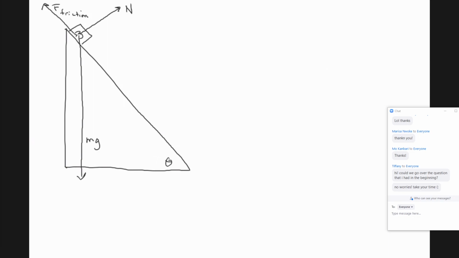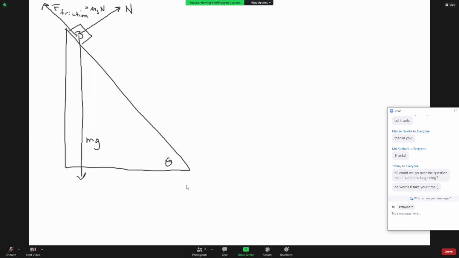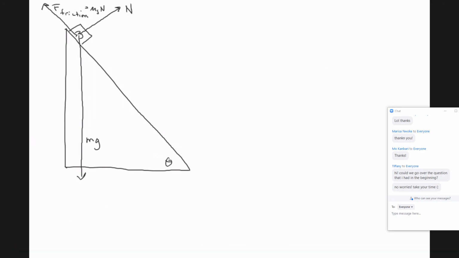And so the force of friction is some coefficient of friction times normal force, right? That's the equation that was given for friction. Now we need to break our components, mg, into a y and an x component, right? So we're going to choose this to be our y, and this to be our x.